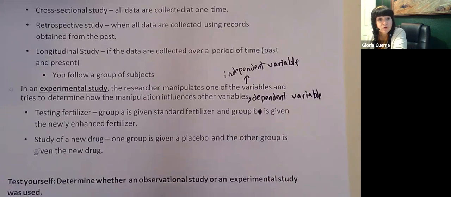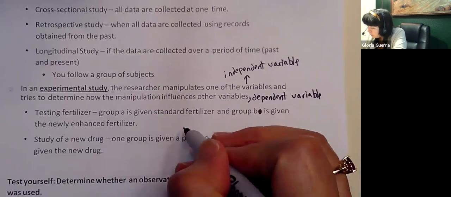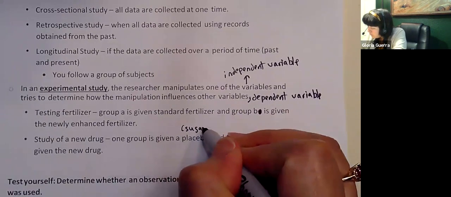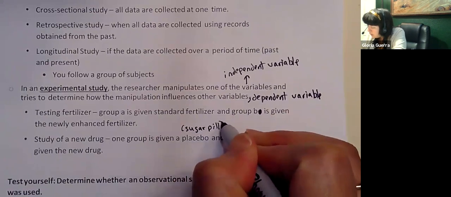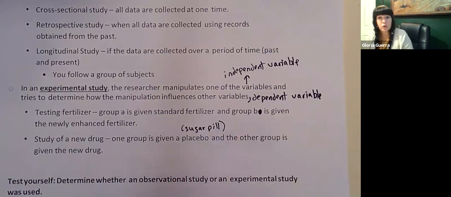Or a study of a new drug. One group is given a placebo, which is maybe like some kind of a sugar pill, for example. The other group is given the actual drug. That's kind of what's going on now with COVID-19. They have like 30,000 in the sample, so 15,000 are given the placebo, and then 15,000 are actually given the vaccine that they're testing.